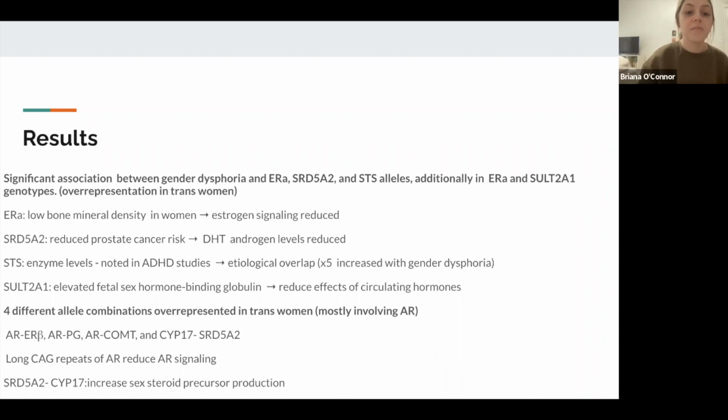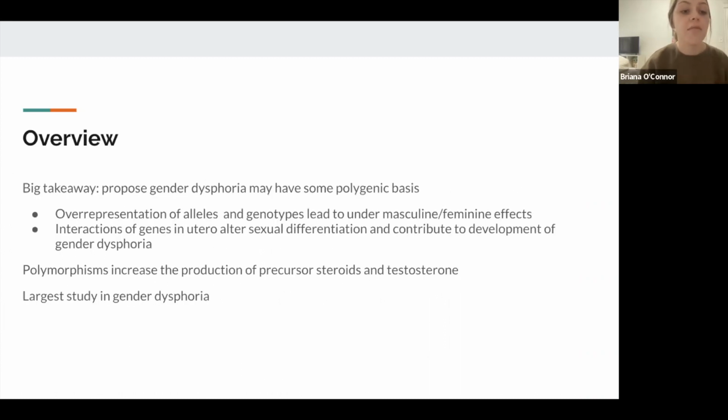many of these polymorphisms may interact with other genes to affect being transgender, and the interaction between steroid 5-alpha reductase and CYP17 was formerly associated with lower DHT levels and an increase in the sex steroid precursor production. So overall, Verlaine proposes that gender dysphoria may have some polygenetic basis, where these polymorphisms increase the production of precursor steroids and testosterone to either lead to undermasculinization or feminization, and these interactions develop in utero to develop sexual differentiation and can contribute to the development of gender dysphoria.